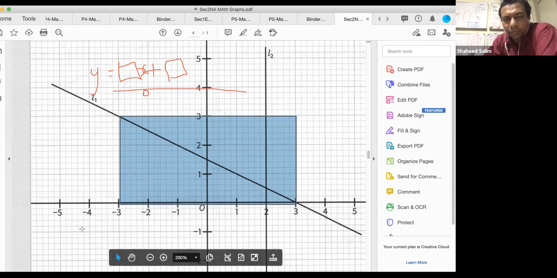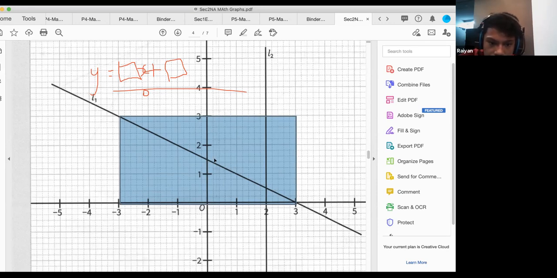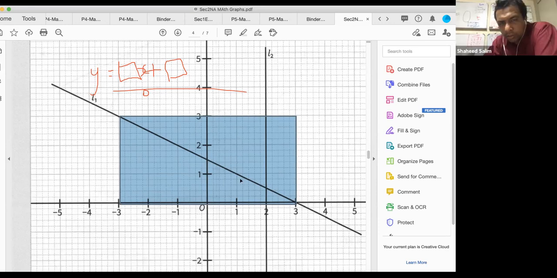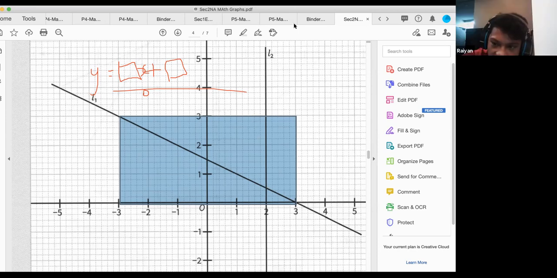And then you can see that for every one time you go down on the x-axis, it goes down by half. Every one, it goes down by half. I don't understand. Okay. So now we take this point.